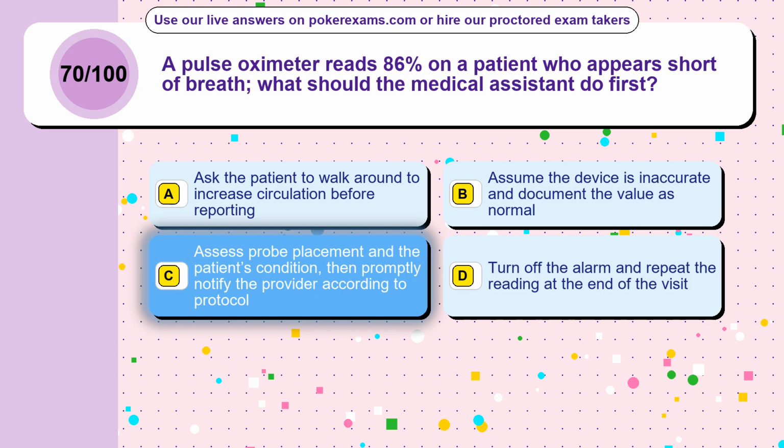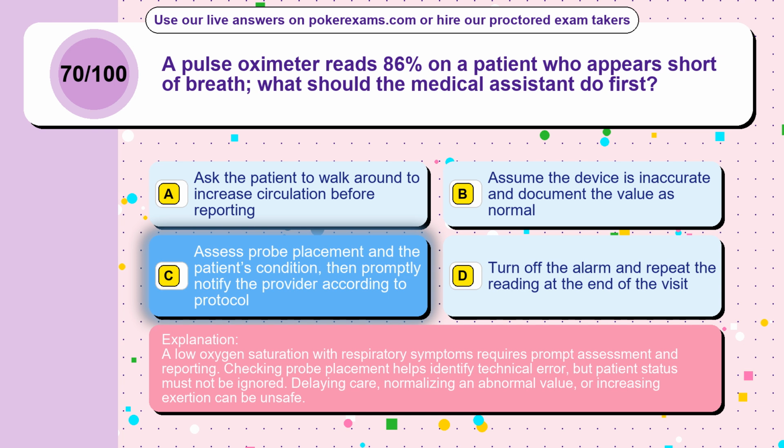The correct answer is option C, assess probe placement and the patient's condition, then promptly notify the provider according to protocol. A low oxygen saturation with respiratory symptoms requires prompt assessment and reporting. Checking probe placement helps identify technical error, but patient status must not be ignored. Delaying care, normalizing an abnormal value, or increasing exertion can be unsafe.